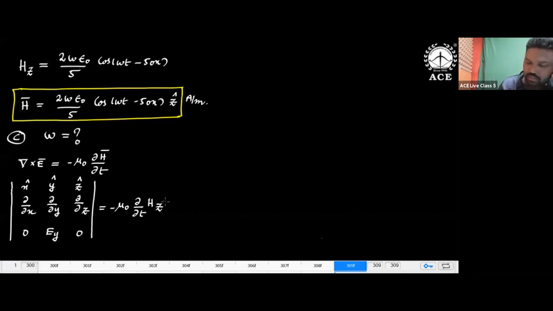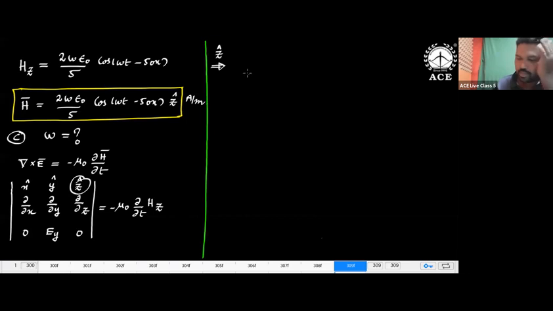So without wasting time, I'll just equate the Z components on both sides. So what is the Z component on the left side beta? Z cap into this minus this into this. That is dou by dou X into EY, which is equal to minus mu naught into dou by dou T into HZ.